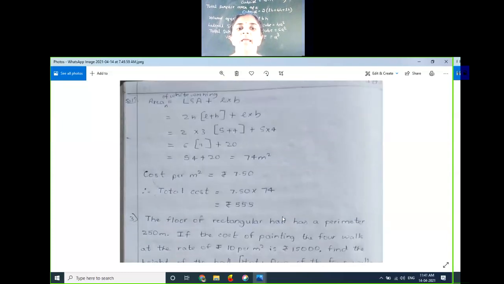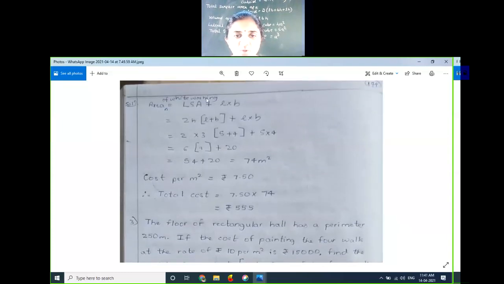Now the area of whitewashing, here you just observe the solution. For the area of whitewashing we have to take LSA. LSA in the sense 4 walls, plus this is the ceiling actually. Ceiling area we have to take L into B. Then the LSA formula: 2H into (L plus B), plus L into B. Then 2 into height, which is 3 meter, then L is 5 meter, then B is 4 meter. Here again 5 into 4. Substitution and all, you will get the idea, no?